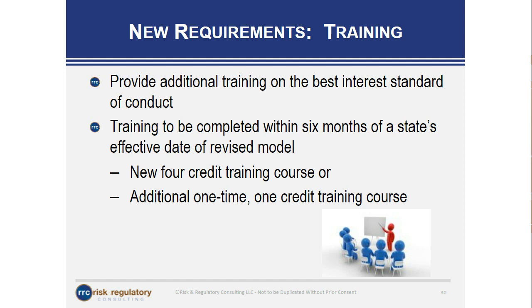New producers will be required to complete a 4-credit course, inclusive of these additional requirements prior to making any recommendation. As previously required, companies should have a way to track that producers have completed the required annuity training before issuing an annuity.